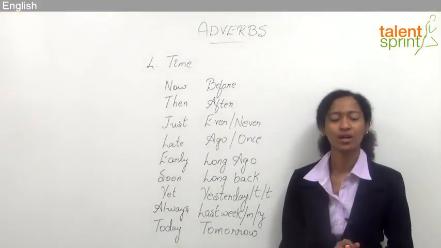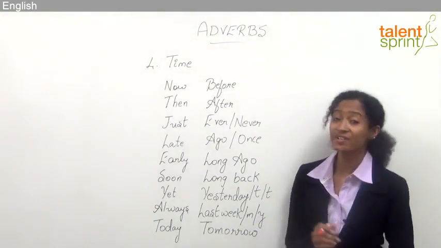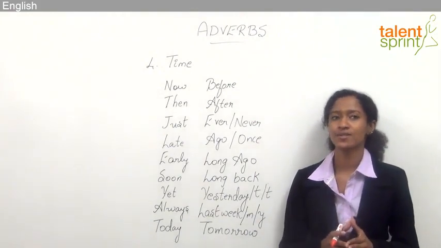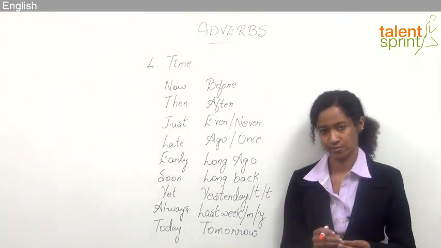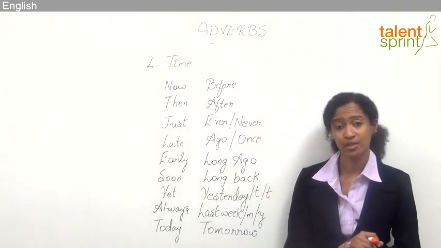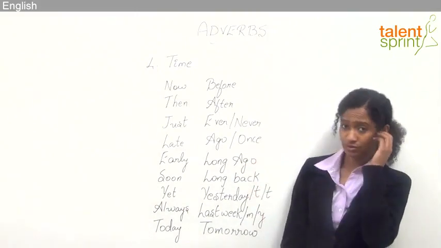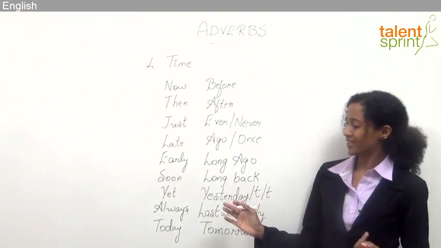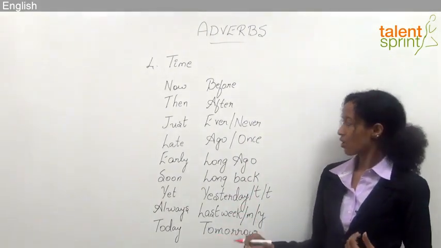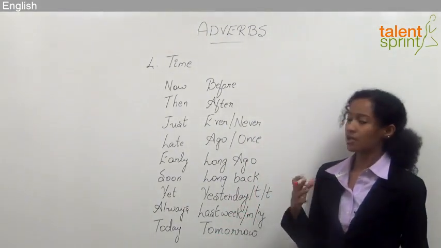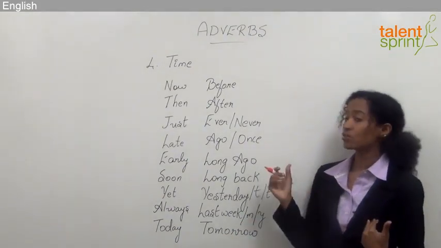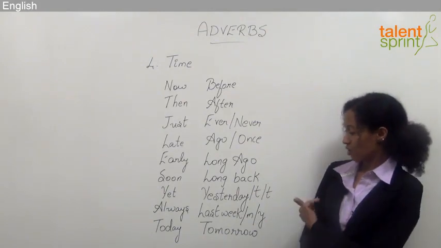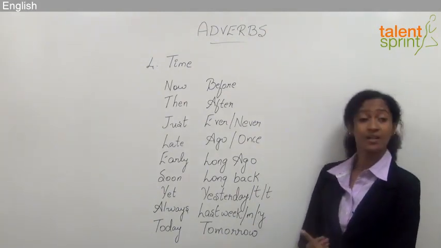So our fourth kind of adverbs is the adverbs of time. Now a word or a group of words that expresses the meaning of some time is called adverbs of time. So I've listed a couple of words here for you. Now, then, just, late, early, soon, yet, always, today, tomorrow, before, after, ever, never, ago, once, long ago, long back, yesterday, today, tomorrow, last week, last month, and last year.